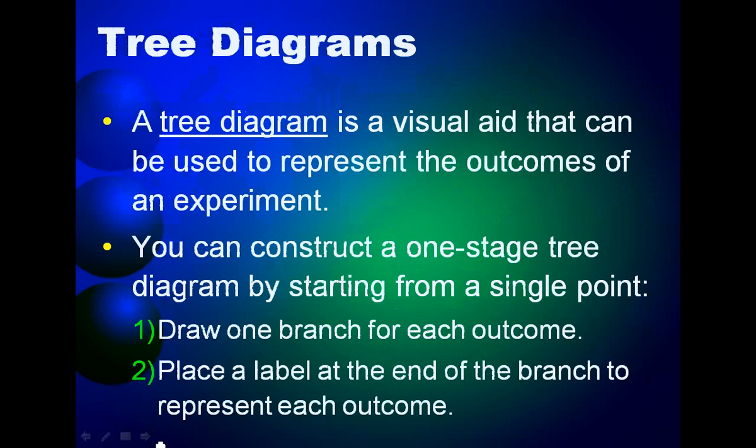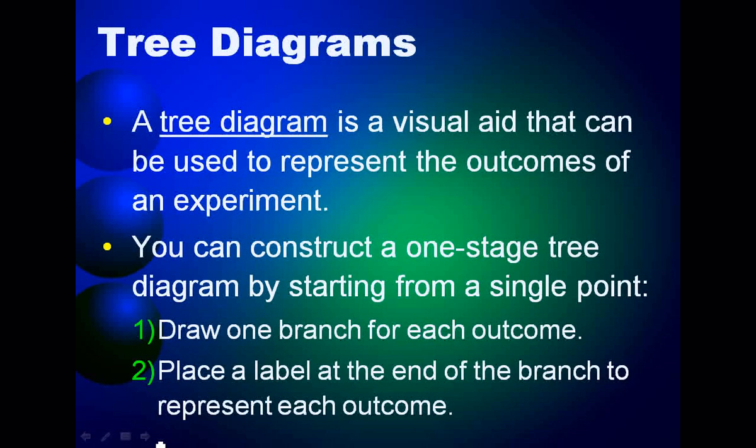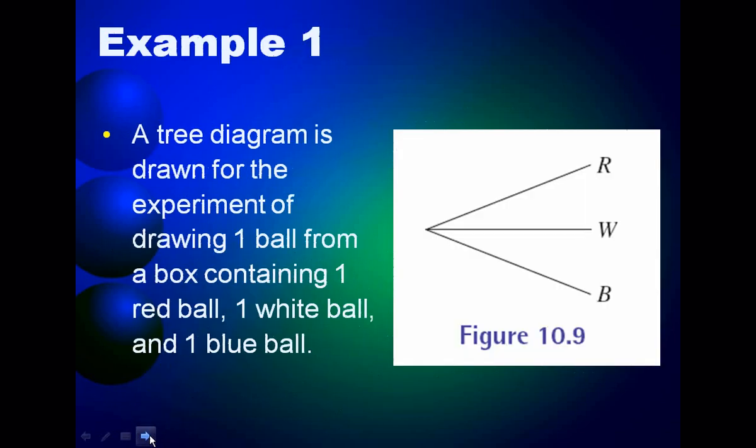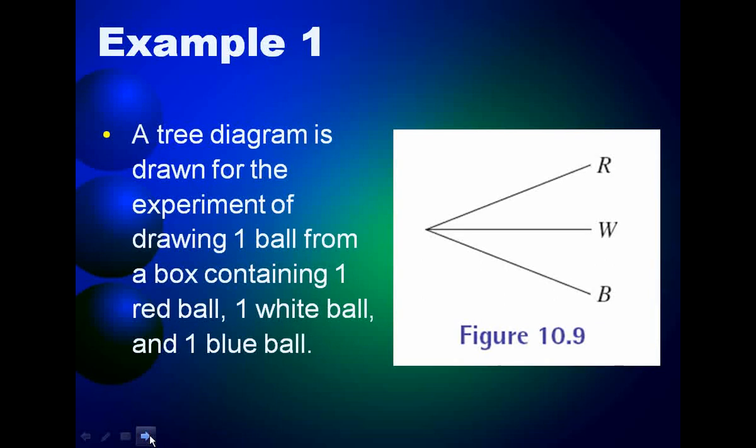Okay, in section 10.2 they get around to talking about tree diagrams. We've already been drawing a lot of tree diagrams, so we really don't need to discuss them too much. Draw one branch for each outcome, place a label at the end of the branch, and we've been doing that over and over again. So in this case we have a tree diagram for drawing a red, white, or blue ball.